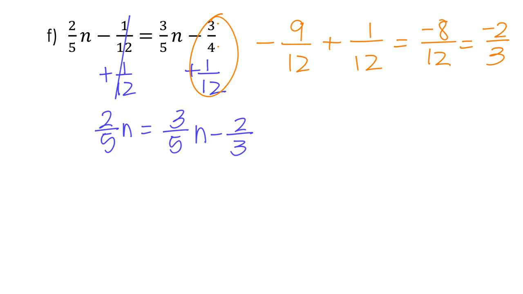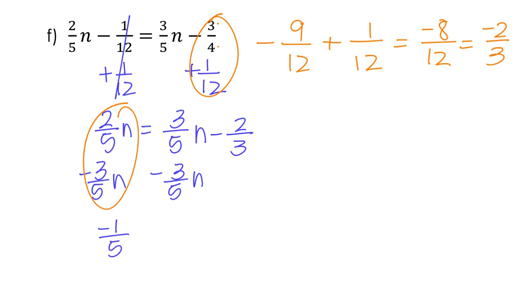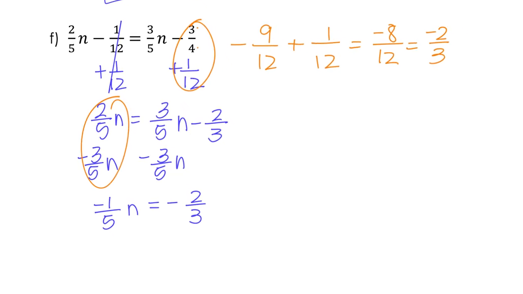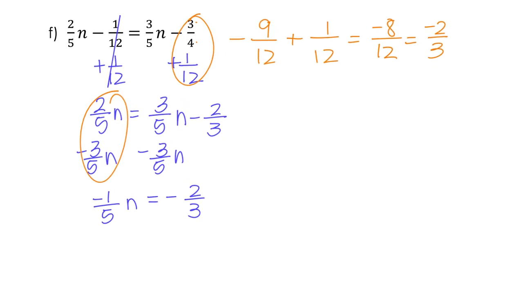Now I need to get the n's together. So I'm going to subtract 3/5n minus 3/5n. Now with this one, do we already have common denominators here? Yes, we do. Very helpful. Okay, so I don't need to make common denominators or anything crazy. So I'm just going to subtract them. So I have 2 minus 3, which is -1/5n. Equals -2/3. Are we following? We doing okay? Yeah? Okay, our last part, we need to get rid of that -1/5.